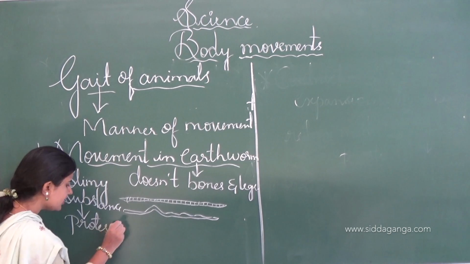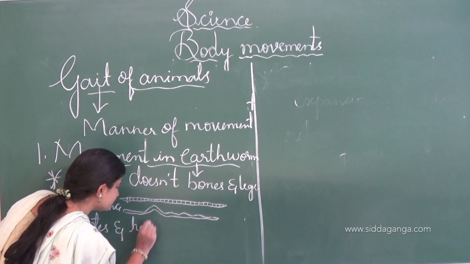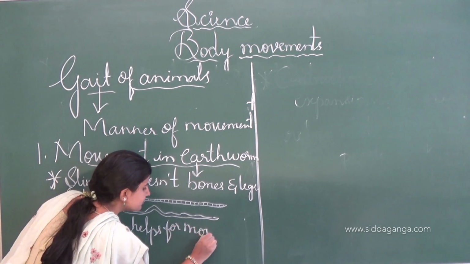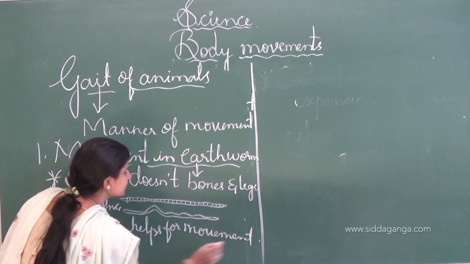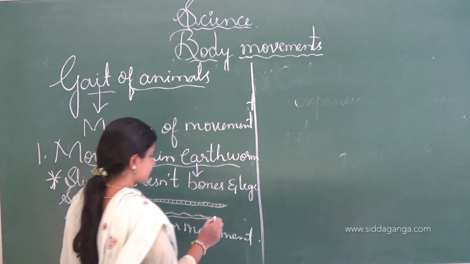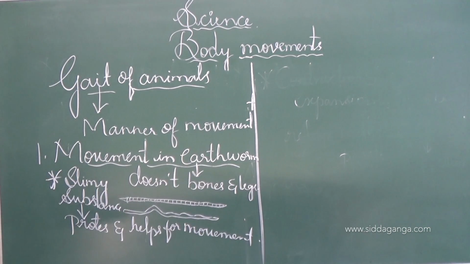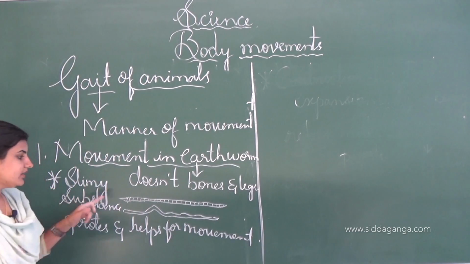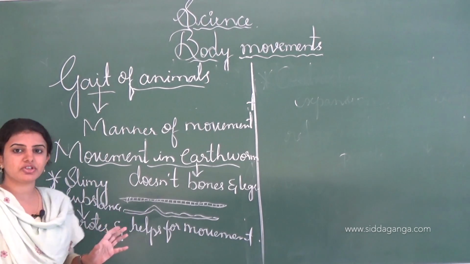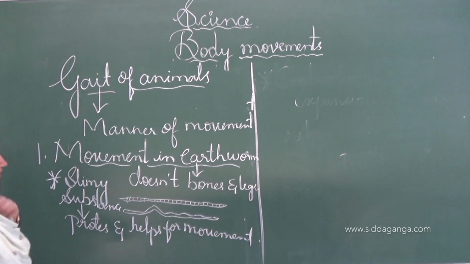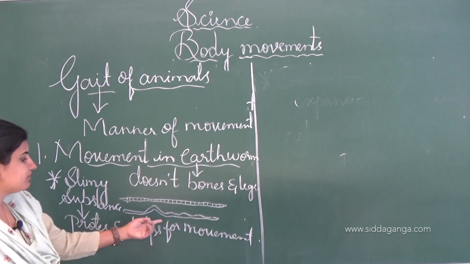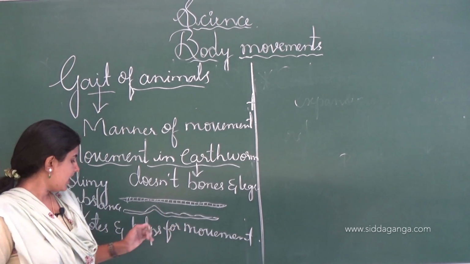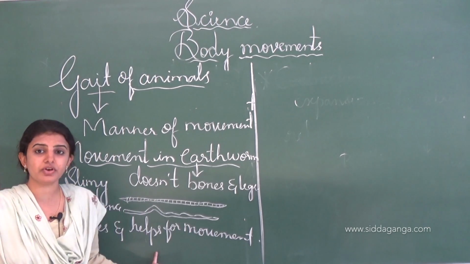Protects and helps for movement. See, this is the structure of the earthworm. I will tell you about movement in the earthworm. It doesn't have any legs or bones, and it secretes a slimy substance which protects it from the different types of insects and organisms present in the soil, and also this slimy substance helps for movement.